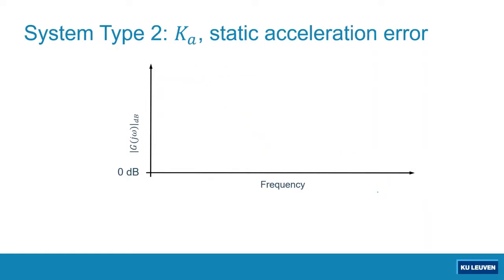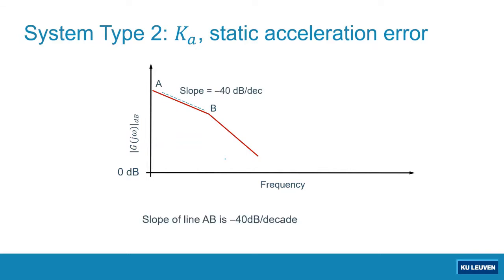What about for a type 2 system? How can we estimate the static acceleration error constant from the magnitude plot of a type 2 system? It's pretty similar to the previous two. For a type 2 system, we also have a unique characteristic in its magnitude plot. Typically, at low frequency region, we have a magnitude plot with a slope of negative 40 dB per decade.